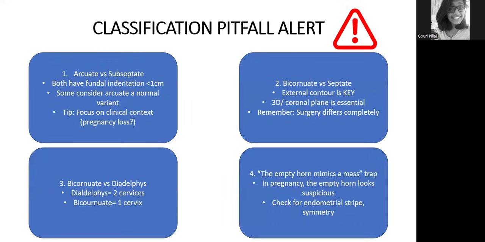The classification pitfalls that we need to be aware of are to differentiate between arcuate and subseptate uterus, since both have a fundal indentation of less than 1 centimeter; bicornuate versus septate uterus, where the external contour is key and the 3D coronal plane is essential; and bicornuate versus didelphys, which is dependent on the number of cervices. And in cases of a pregnancy in a bicornuate uterus, we should always remember the empty horn may mimic a mass, and we should not fall into that trap.